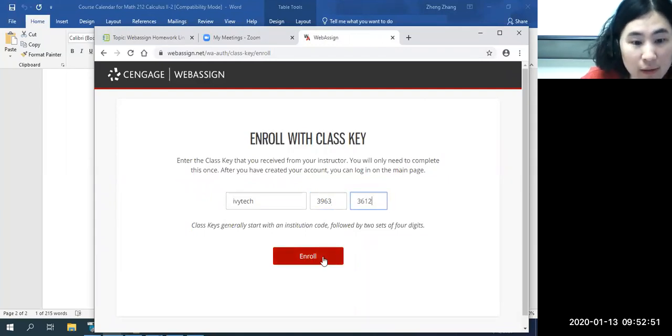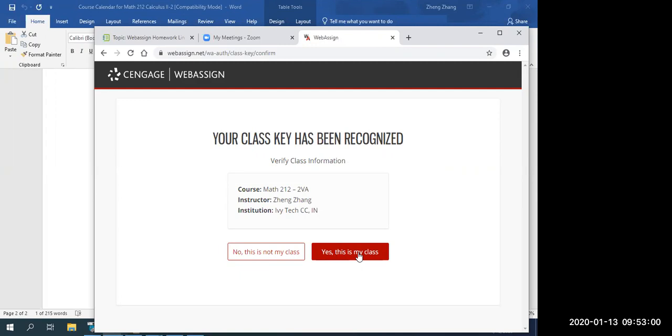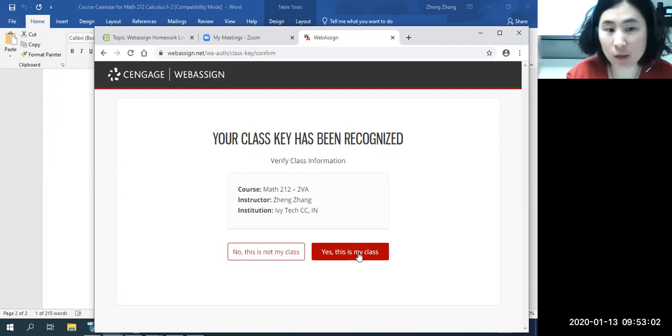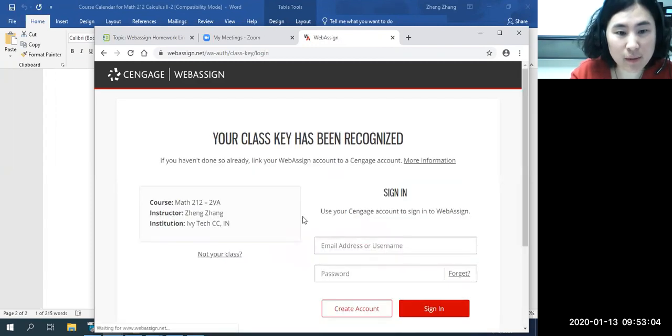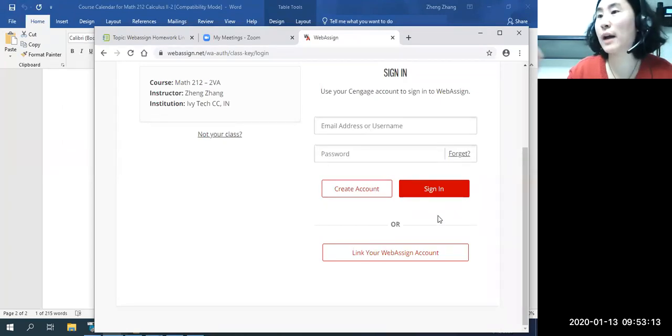Okay, and then you will see the class. Then click, yes, this is my class. And after that, they may ask you to purchase a code. They will ask you to sign up for an account if you haven't got an account before, or you can sign in if you had an account before, okay? And then they may ask you to buy the code, okay?